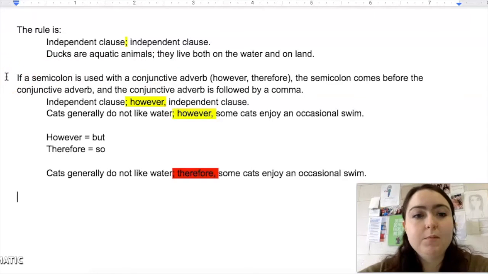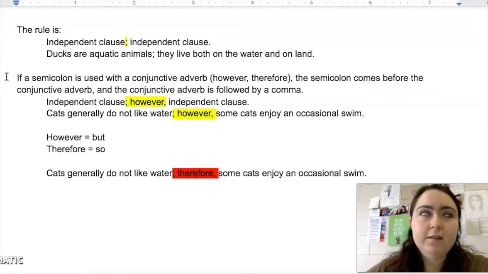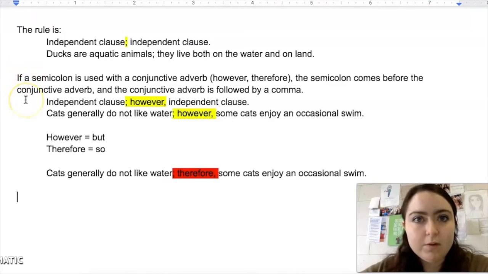If you use a semicolon with a conjunctive adverb, the most common ones are however and therefore, but you might also see furthermore or moreover. I can't think of any other ones. Most commonly, though, it's however and therefore. If the semicolon is used with a conjunctive adverb, the semicolon comes before the conjunctive adverb, and then after the conjunctive adverb, you use a comma. So I just memorized it as semicolon, however, comma. Semicolon, therefore, comma. Every time, that's exactly how it's punctuated.